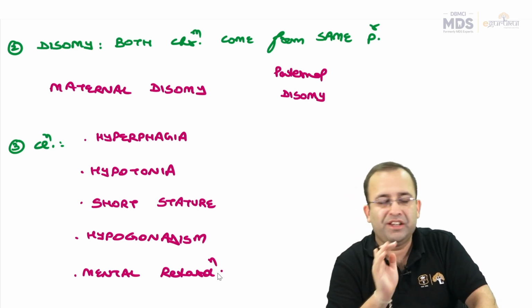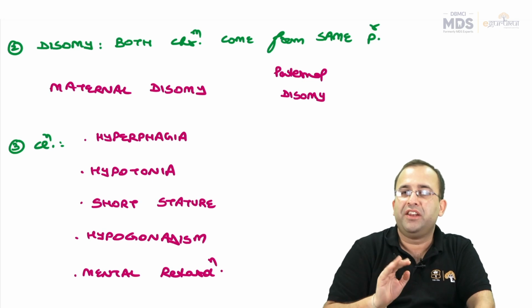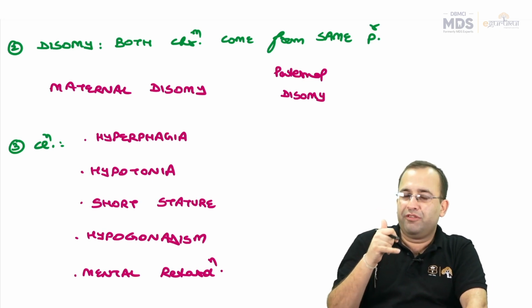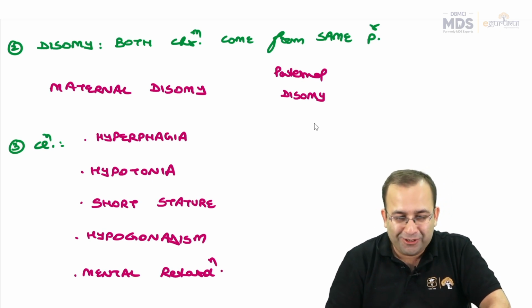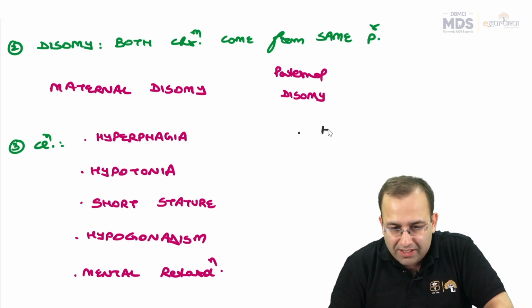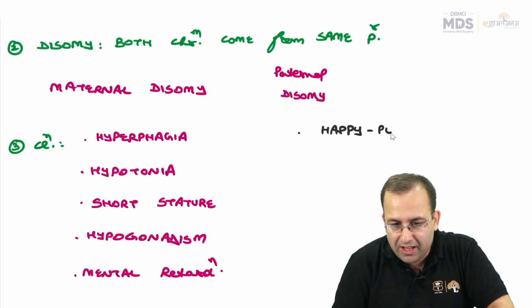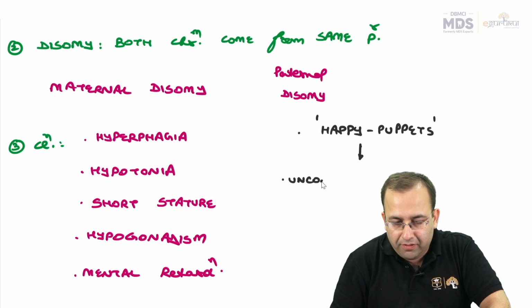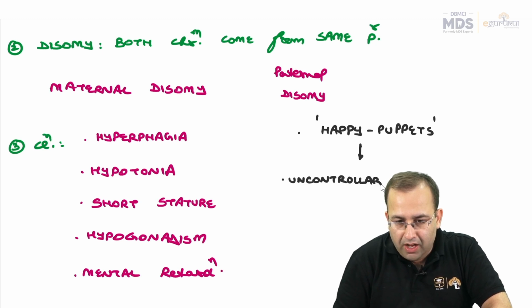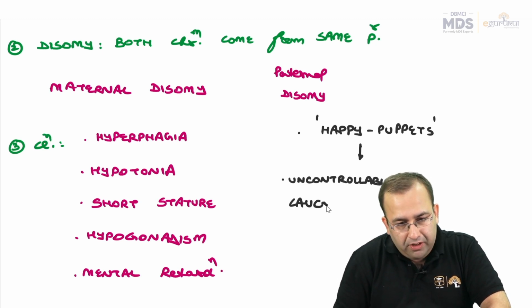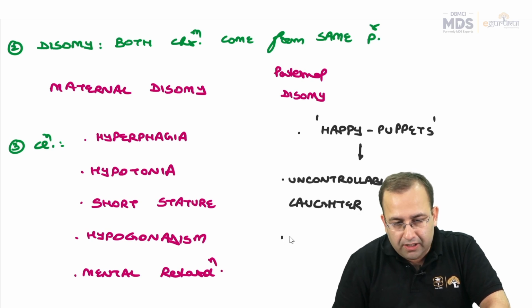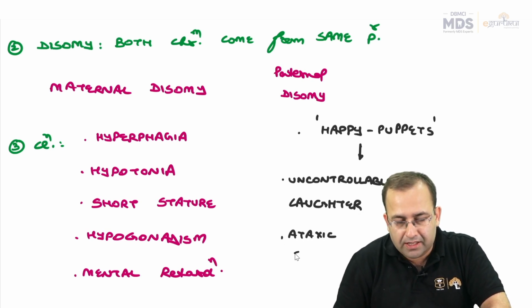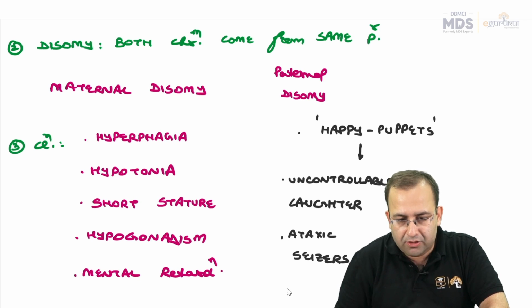Versus Angelman syndrome, if father is sleeping, girls, बच्चे तब हम खाने की नहीं सोच रहे. We are thinking कि चलो let's talk on phone happily, नहीं तो पापा उठ जाएंगे. So Angelman syndrome, the classical term that is used is happy puppets. That is uncontrollable laughter with ataxic seizures. And this is also associated with mental retardation.